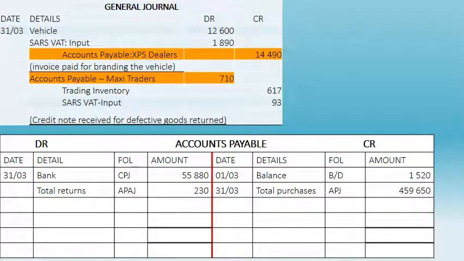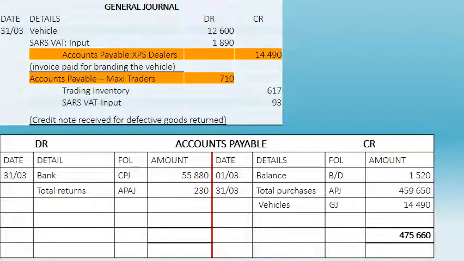The first journal is to credit the accounts payable with an amount of 14,490. On the credit side, we will show under details the vehicle, folio posted from the general journal, the total amount 14,490 on the credit side as it is shown in the general journal. The next is to debit the accounts payable with an amount of 710.